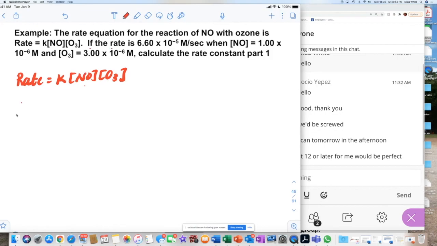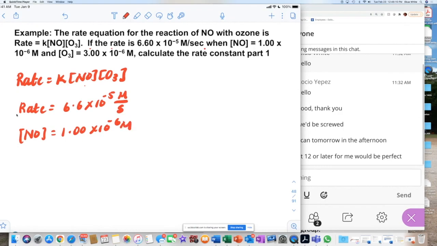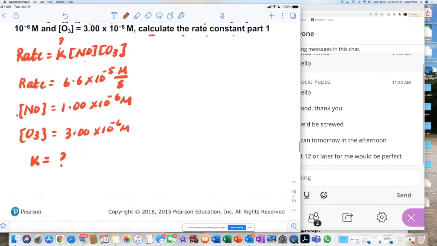So we're given the rate is equal to 6.6 times 10 to the power negative 5 molar per second. When NO concentration is 1.00 times 10 to the power negative 6 M, and the O3 ozone concentration is 3.00 times 10 to the power negative 6 M. Calculate the rate constant. Oh, solve for K. What is K? Oh, okay. We're trying to solve for K. So this is like you've gotten your rate law from the first order reaction thing. They give you the experiment number. They tell you solve for K. We can do that, right? Just rearrange. I'm going to work this out on this side without adding pages.